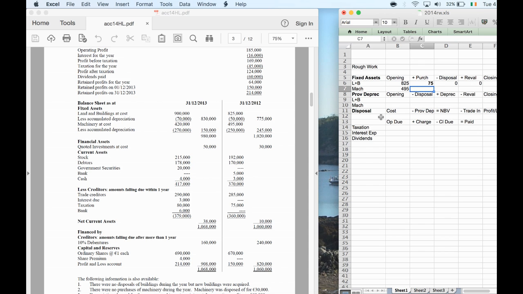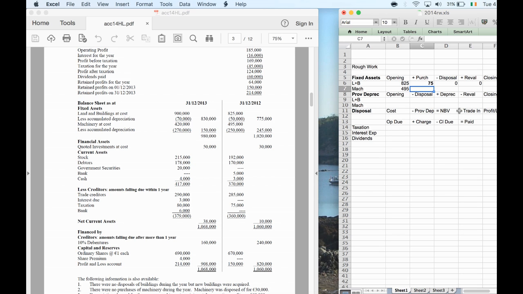Machinery. Just quickly check. No purchase of machinery. Machinery was disposed of for 30 grand. That doesn't mean that 30 grand is what goes in here to disposal, but we will work that out when we do our disposal account.